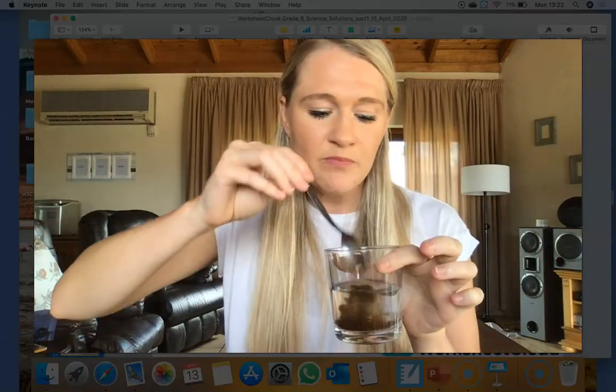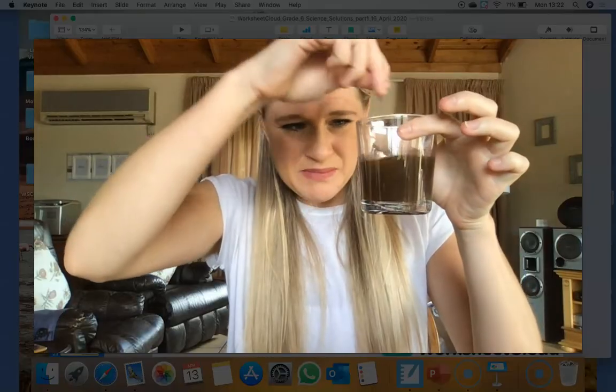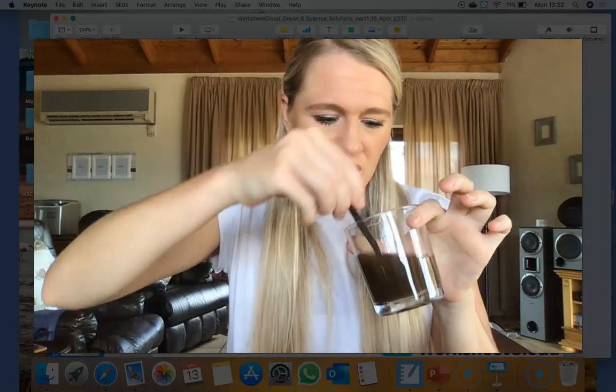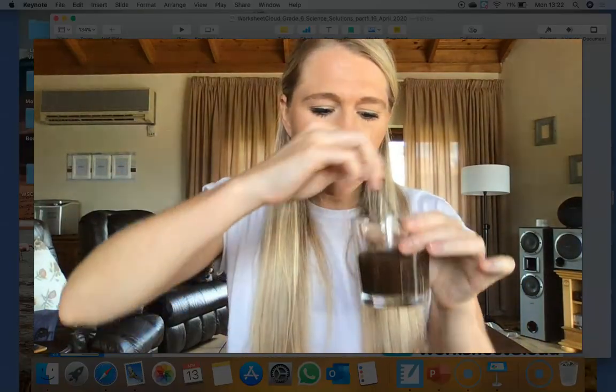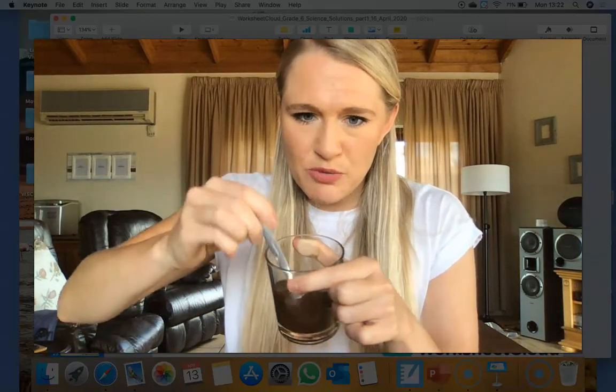My sand is my solute because it is in the smaller quantity. I'm going to mix my sand with my solvent, which is my water. Give it a little bit of a mix. It's made it quite dark. And if I look very closely at the solution, so if I spoon it out, and remember you can do this at home, so get some water, grab some sand from your garden and try it.